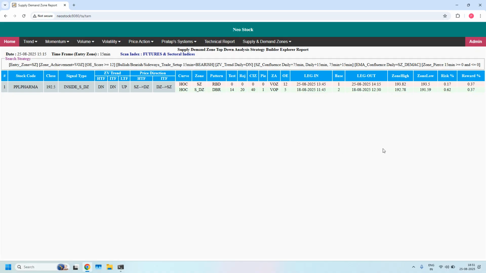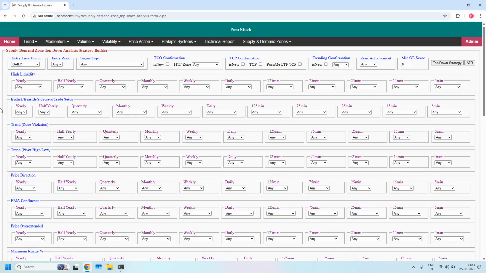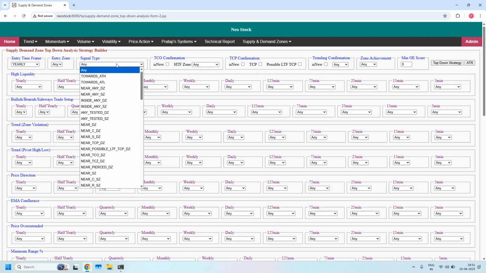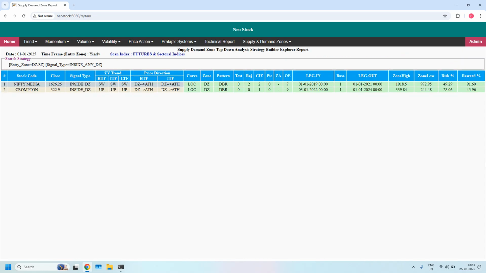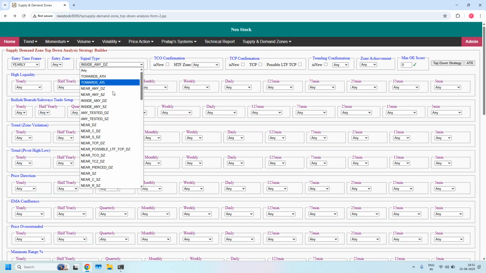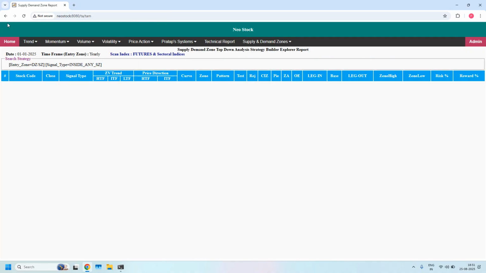Okay, next I will generate stocks near demand and supply zones for different time frames, starting with yearly until 5 minutes time frame, but daily and 75 minutes we already generated in the beginning of the report. So those 2 time frames we are not generating. So yearly time frame, price closed inside the yearly demand zone, we got 2 stocks. Next, price closed inside the yearly supply zone, no stocks.